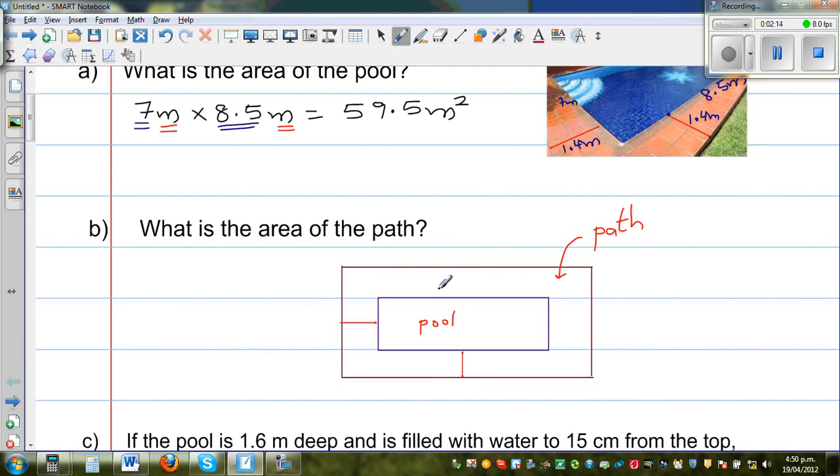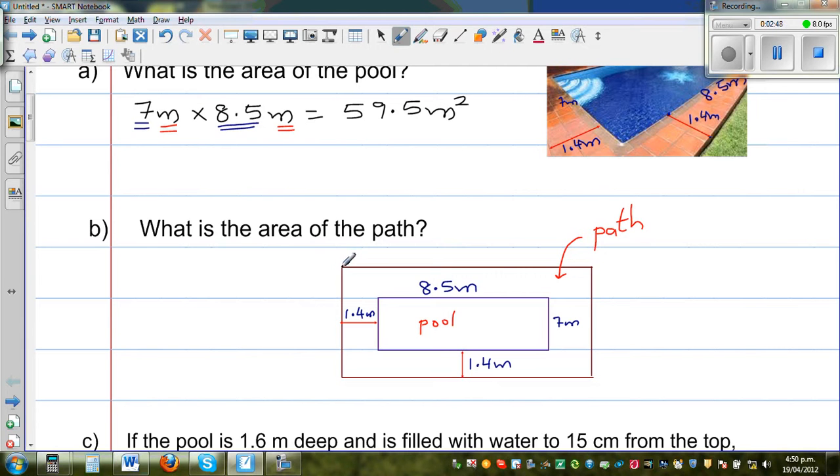So the length here, let me say this is 8.5 meters. This is the same pool and this is 7 meters. And the width of the path is 1.4 meters this way and also 1.4 meters this way. It's not drawn to scale. So I hope you understand the area of the path. This path is the area of the brown rectangle minus the area of the pool.